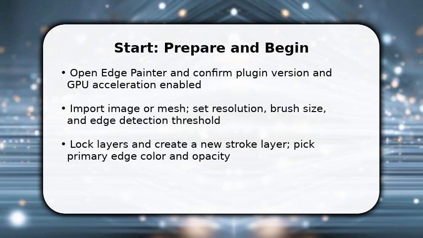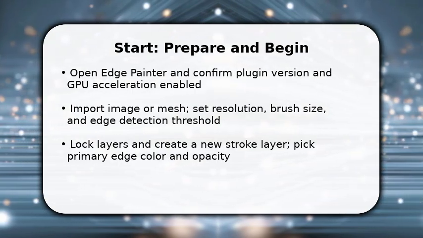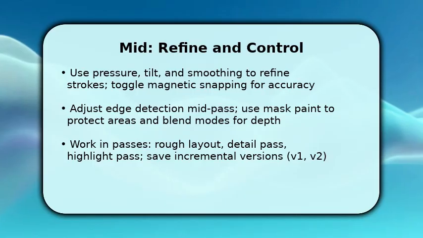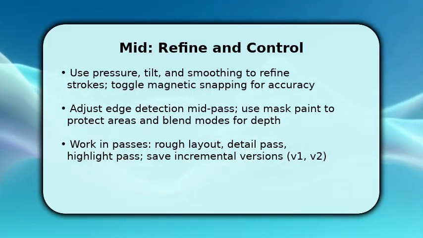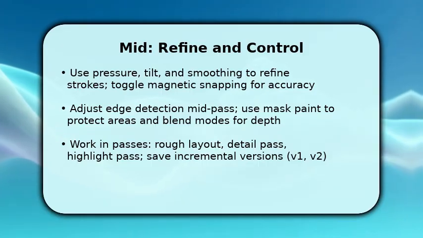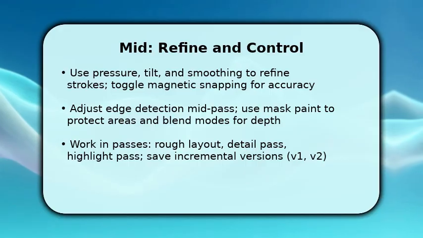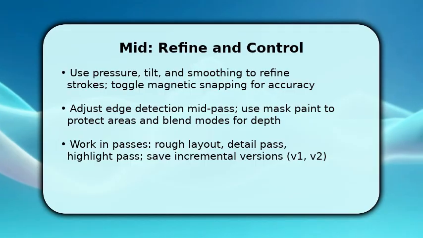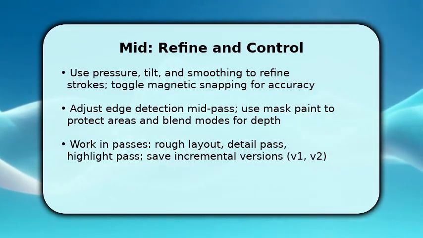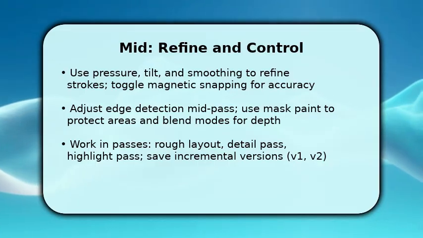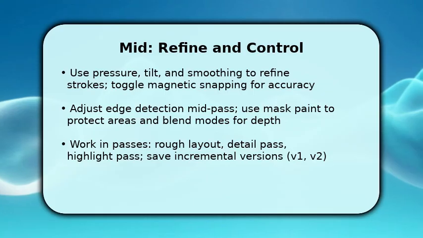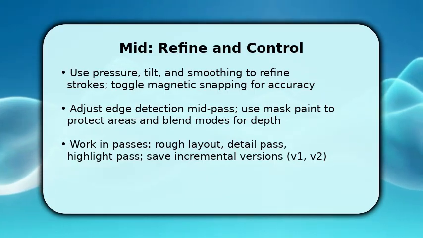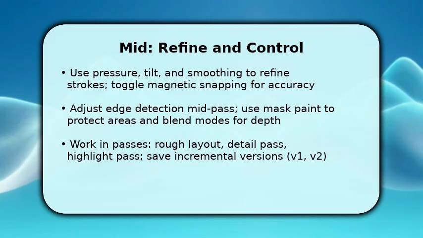Once you have base strokes, refine them with pressure, tilt, and smoothing settings to control line weight and flow. Make sure to toggle magnetic snapping for corners and hold modifier keys to constrain angles. You should adjust edge detection mid-pass so new strokes respect refined edges and employ mask painting to protect painted regions. Work in clear passes, layout, detail, and highlights, and use blend modes to build depth. Also save incremental versions so you can revert without losing good work.